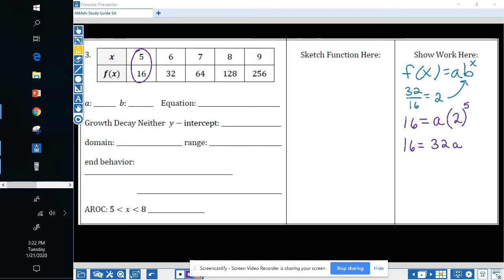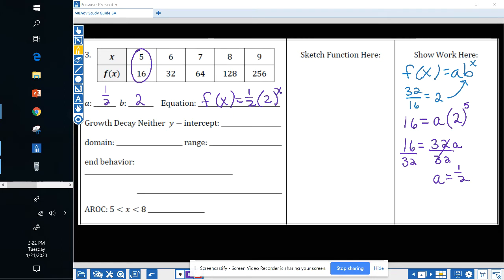Now we're going to solve for a. Divide each side by 32 and simplify. So a equals 1/2. So my a is 1/2. My b we said was 2. And now we can make our equation. f of x equals 1/2 times 2 raised to the x.